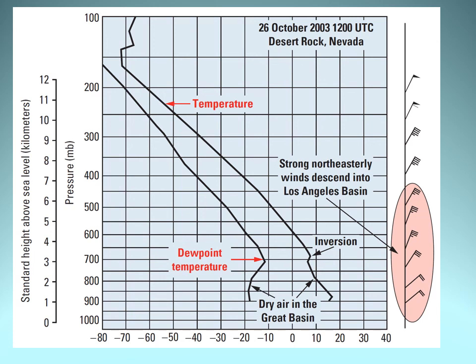We could also look at soundings, or a QT diagram. If we notice we have very dry air in the Great Basin, and we have northeasterly winds, and even an inversion, which I'm not going to get into here, but typically an inversion also can help us understand that we have prime conditions for Santa Ana winds.